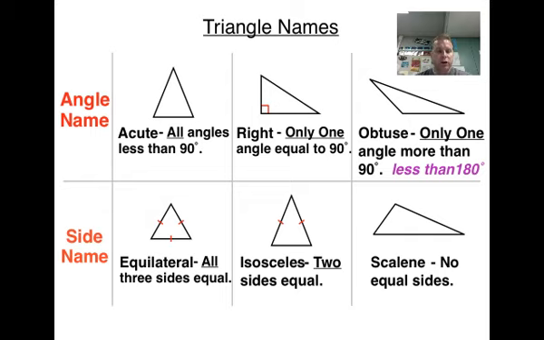And you can mix, or you can pair these up. So you can pair an angle with a side and get an acute isosceles triangle. You could get a scalene right triangle or an obtuse equilateral. Nah, I don't think you can do obtuse equilateral. Actually, we'll talk about that, but I don't think that'll actually work.